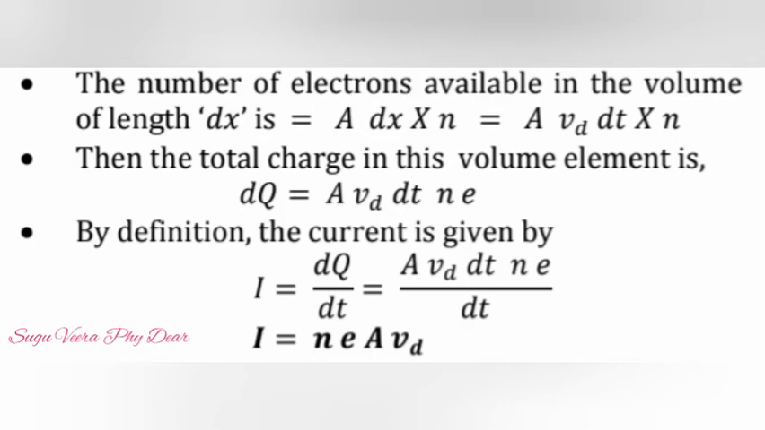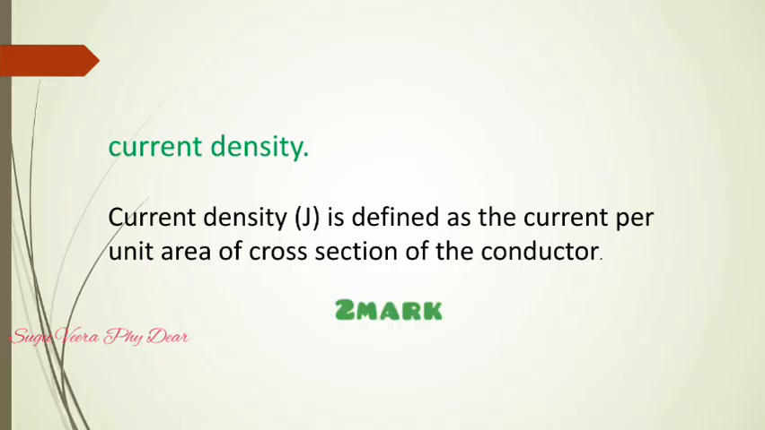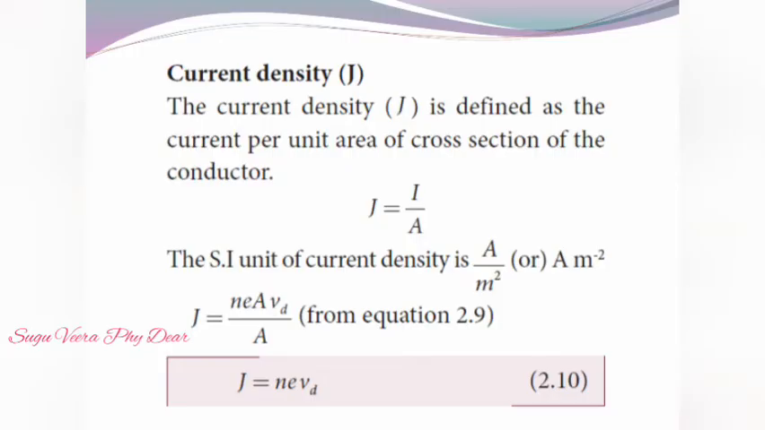Next, to find the current density. Current density J is defined as the current per unit area of cross section of the conductor. J equals I divided by A. The SI unit of current density is A divided by m square, or A m power minus 2. Then the current density J equals n e A Vd divided by A. Here n e A Vd is the current from equation number 2.9. So rearranging, J equals n e Vd.